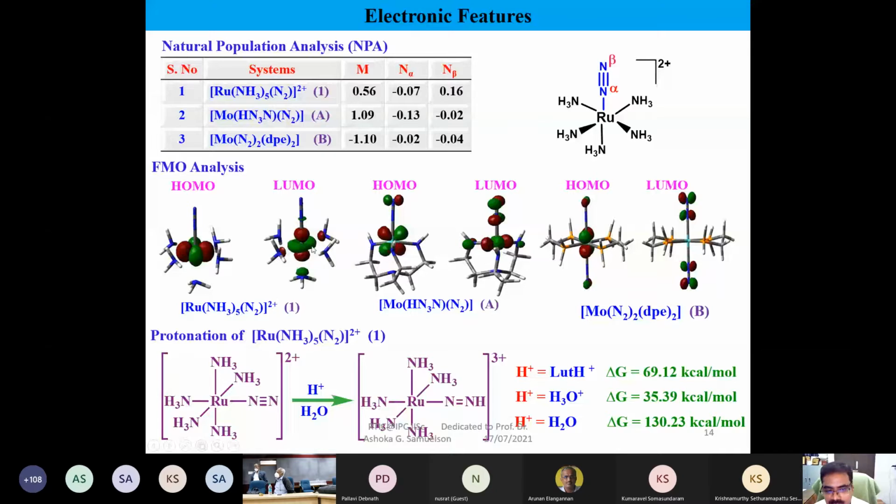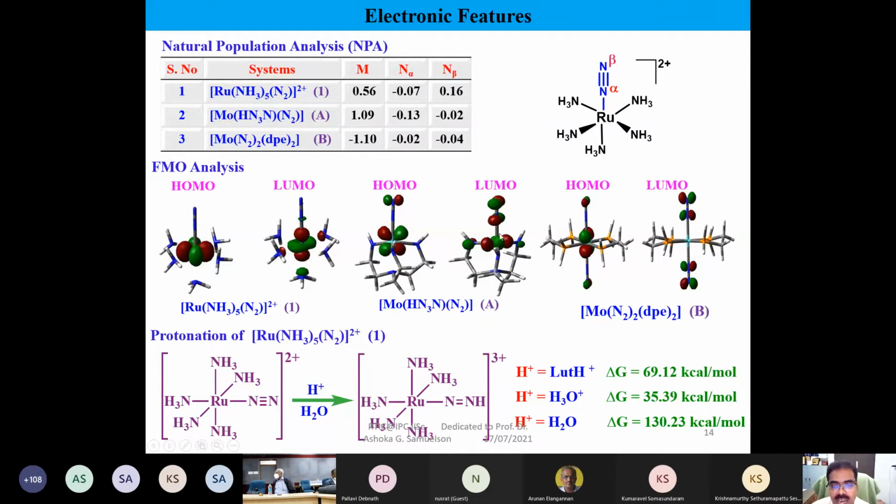The LUMO also is located on the metal center. Therefore, when you add a proton, it can bind only with the metal center. It cannot go to the dinitrogen. Whereas in these two compounds, you can see the HOMO is located on the metal center, as well as there is a contribution from dinitrogen, that is, the beta nitrogen of dinitrogen. And here, the DPP complex of molybdenum also, the HOMO is located not only on the metal center; there is also a contribution from the beta nitrogen of the coordinated dinitrogen. And thus these two compounds can undergo protonation, whereas this particular ruthenium complex cannot undergo protonation.